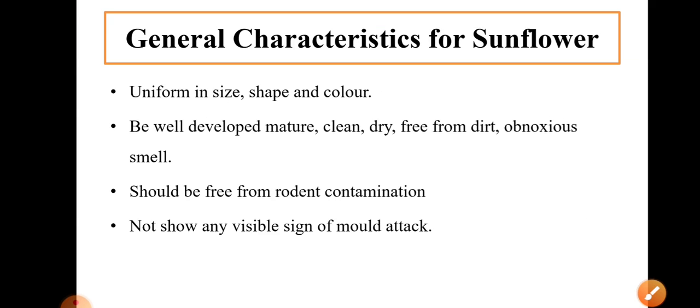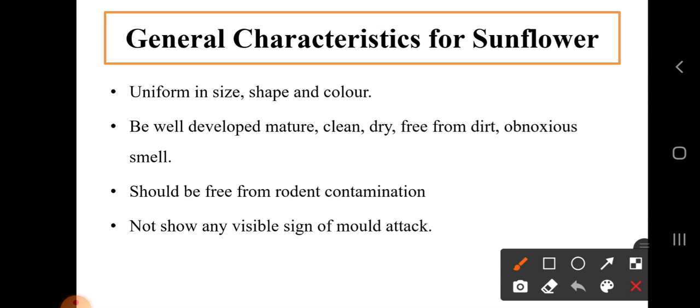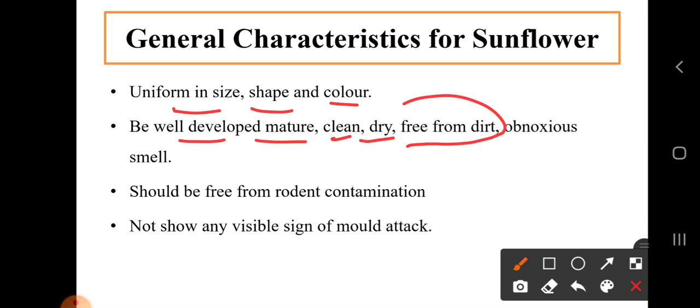Okay, then what about sunflower? Your sunflower should be uniform in size, shape and color. The grains should be obtained from the sunflower plant only. It should be well developed, mature, clean, dry and free from any dirt or foreign matter, and free from obscene or bad smells.